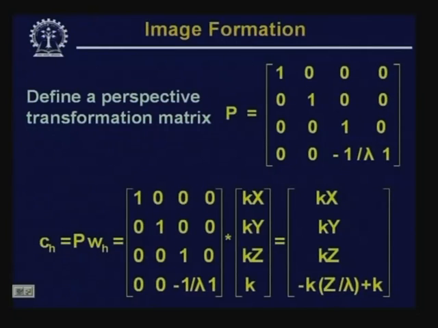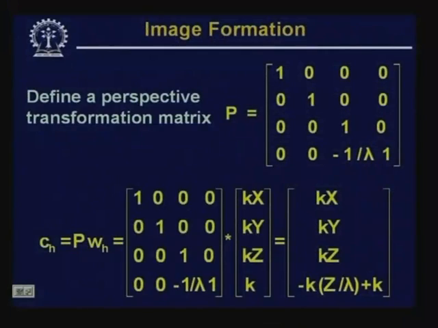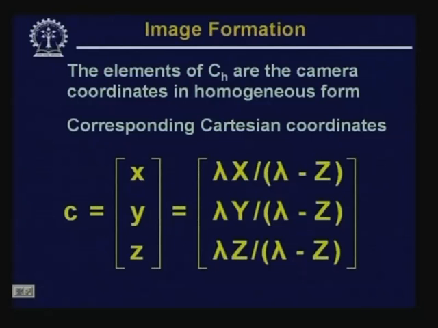And the homogeneous coordinate of the image point after the perspective transformation is obtained as kx, ky, kz, and k minus kz by lambda plus k. And we will see that if I convert this homogeneous image point into the corresponding Cartesian coordinate, then this conversion gives us the Cartesian coordinates of the image point as x, y, z equal to lambda X divided by lambda minus Z, lambda Y divided by lambda minus Z, and lambda Z divided by lambda minus Z.